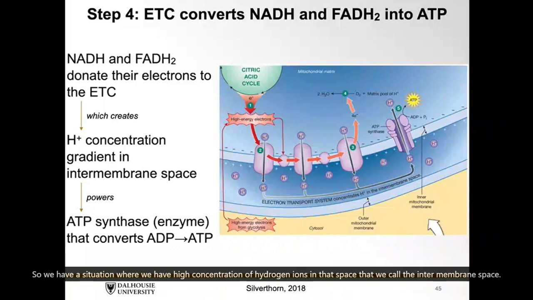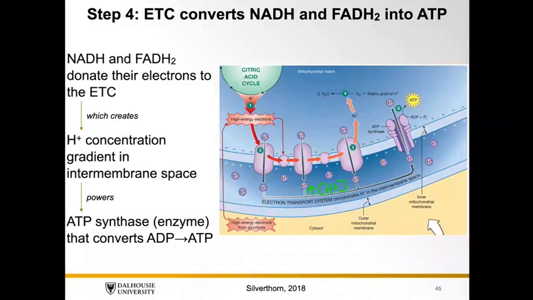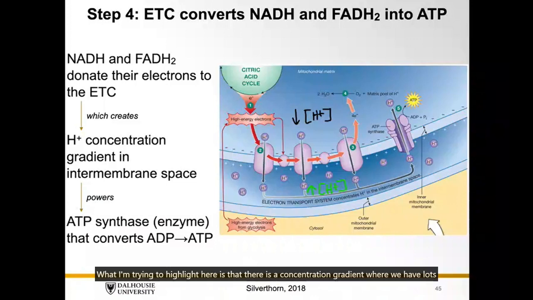So we have a situation where we have high concentration of hydrogen ions in that space that we call the intermembrane space. In contrast, in the mitochondria, we have a low concentration of hydrogen ions. What I'm trying to highlight here is that there's a concentration gradient where we have lots of hydrogen inside the intermembrane space and little hydrogen in the mitochondrial matrix. So we have a concentration gradient.